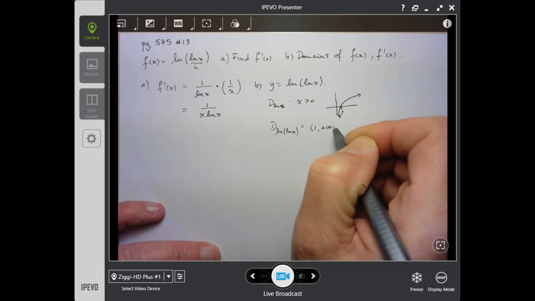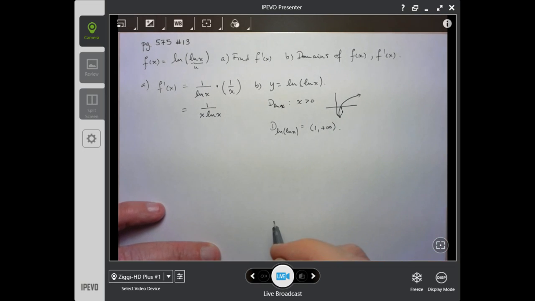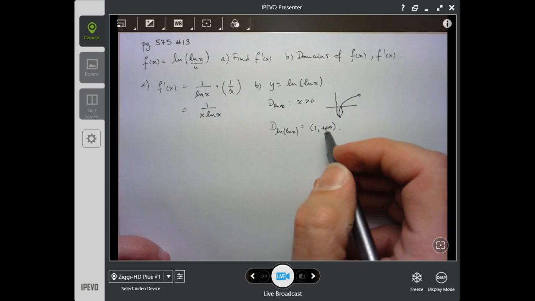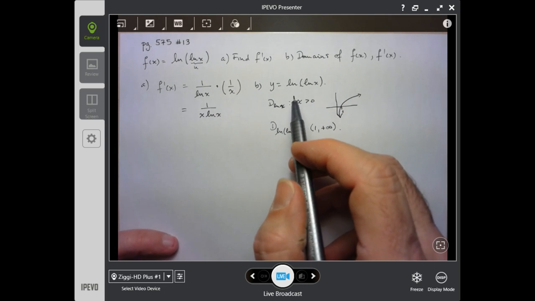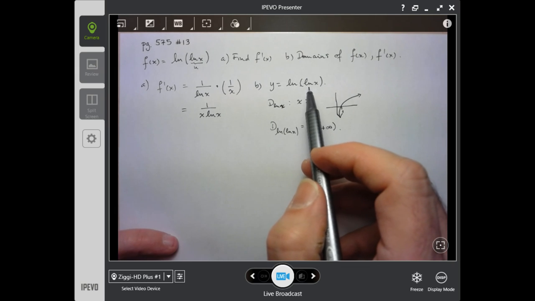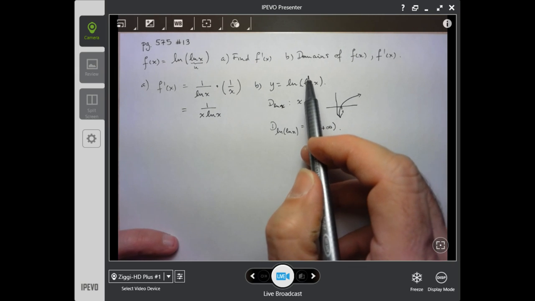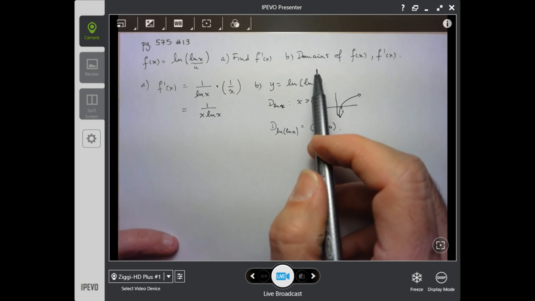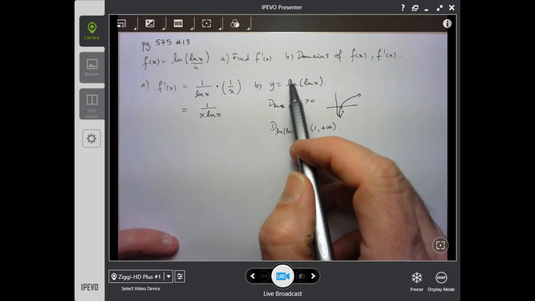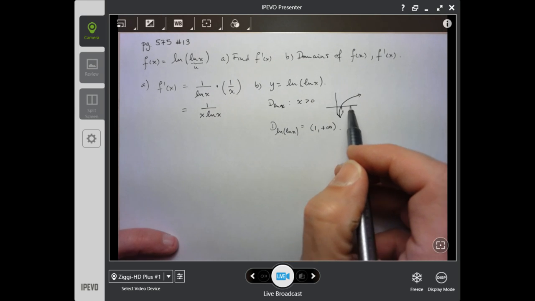So I'll write it in interval notation. Just keep in mind that when you're finding the domain of a composite function, you have to not only determine what x values are in the domain of the inside function, you also have to determine which of those outputs are going to be in the domain of the second function, the outside function. In this case here, only those that are greater than 1.